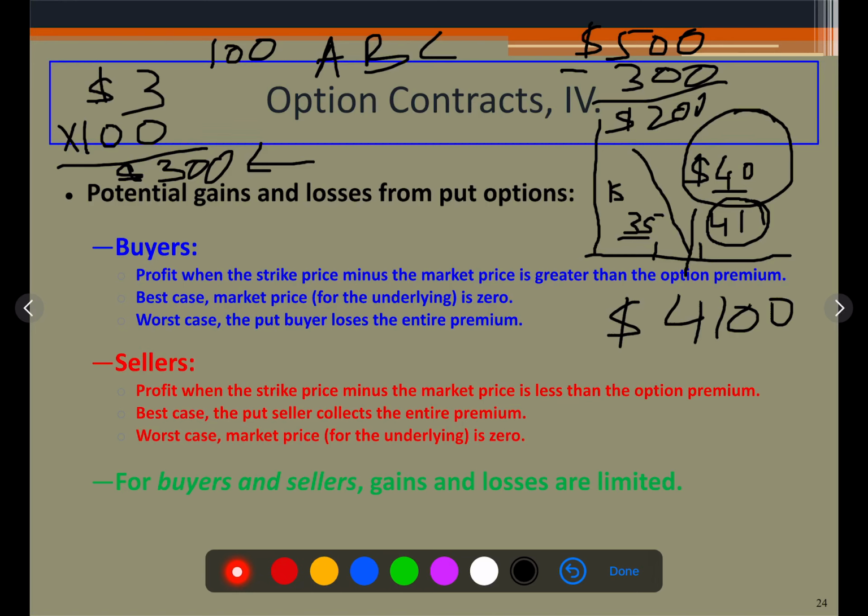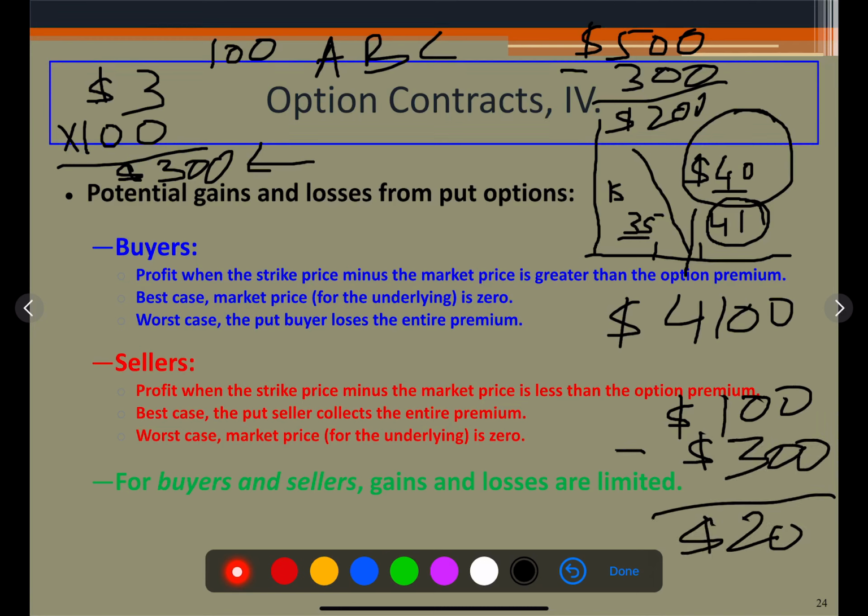My net profit, it seems like I made $100, but remember I have already paid 300. So my net loss is 200 because $100 I saved, but I lost 300 in premium. So my net loss is $200, right?